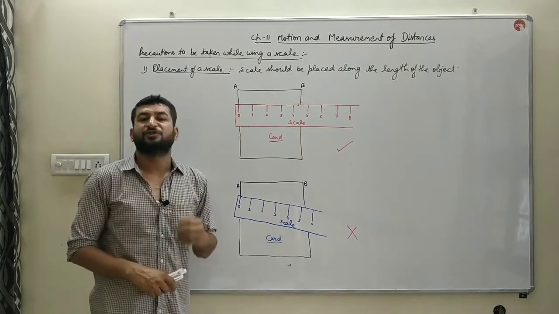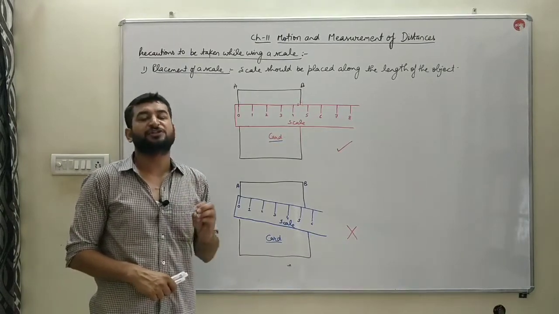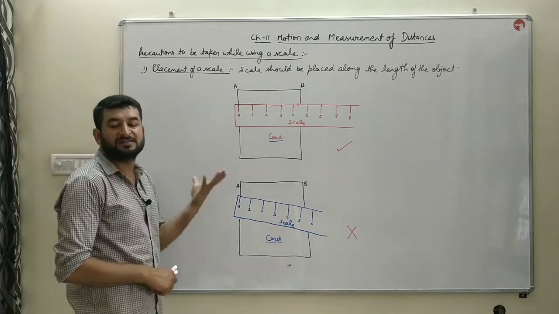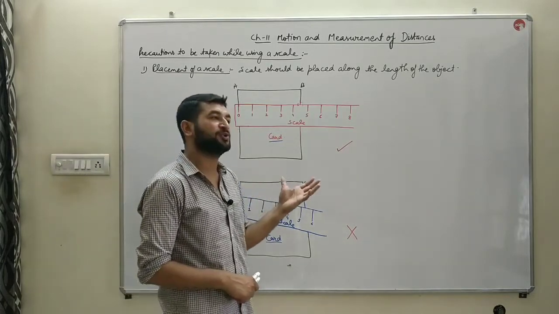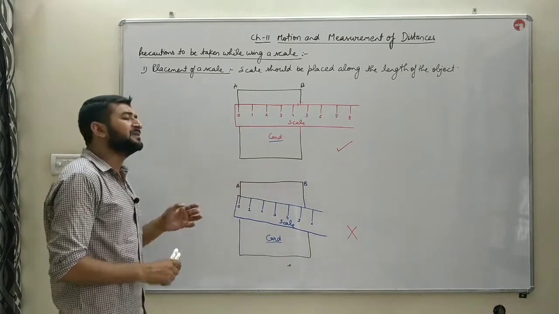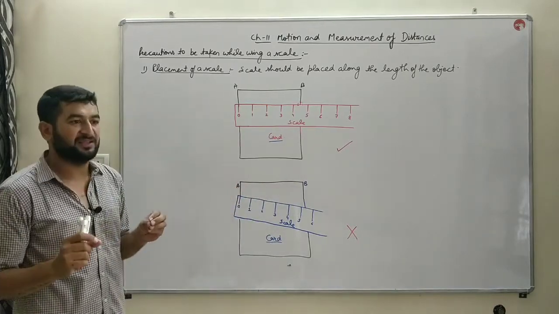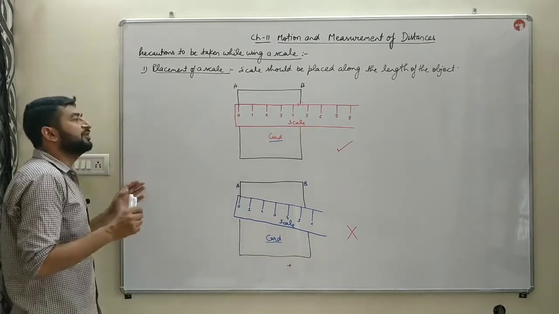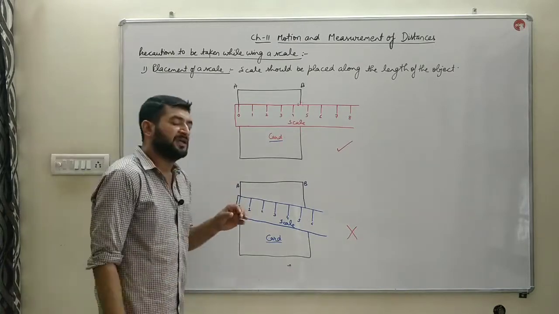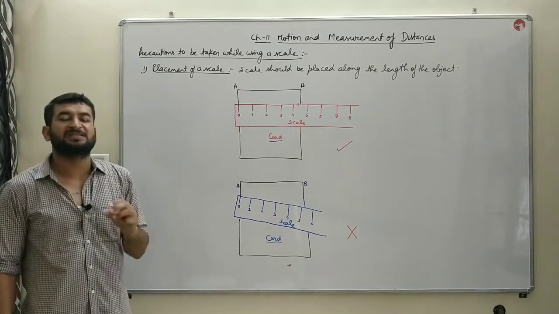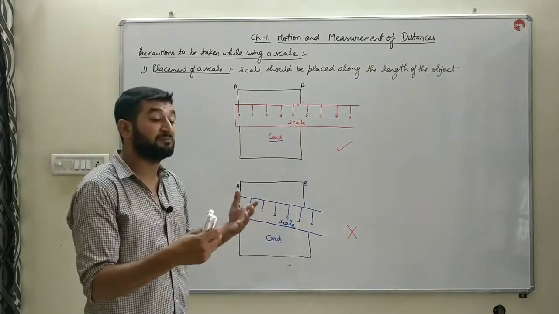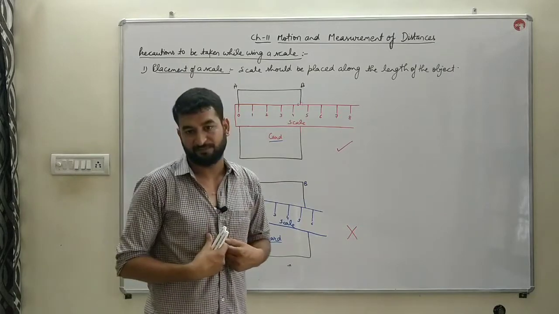Next topic which we have to discuss is the precautions to be kept in mind while measuring a distance, while measuring a length by using a scale. There are certain precautions which are necessary while measuring a length. The first one is placement of a scale. The scale must be placed along the length of the measurement or length of the measuring device which we are using.